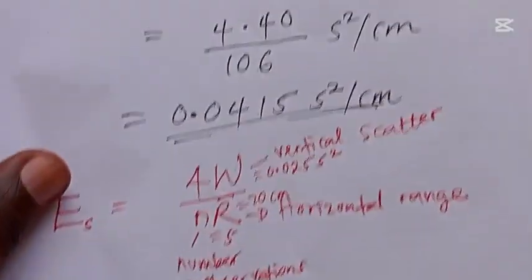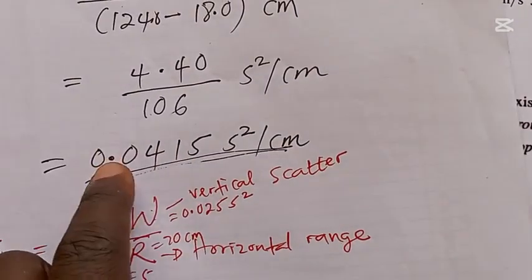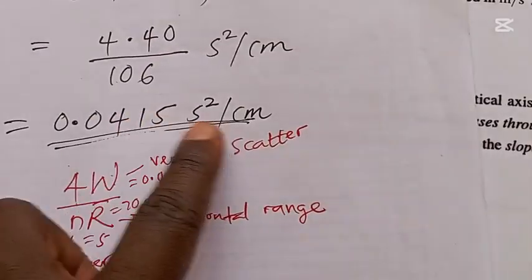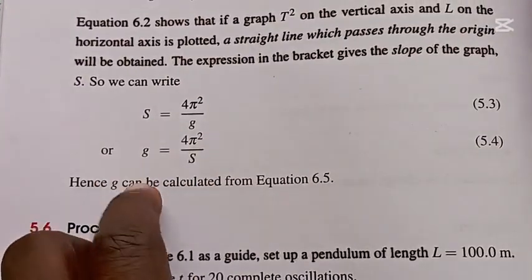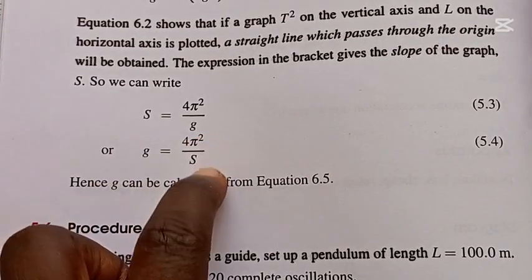Here you calculated your slope. Can you see s? You calculated that and you got 0.0415 in second squared per centimeter. Okay, now this formula is telling you that to get your g, you just have to say g equals 4 pi squared upon s. So we are going to do that now.